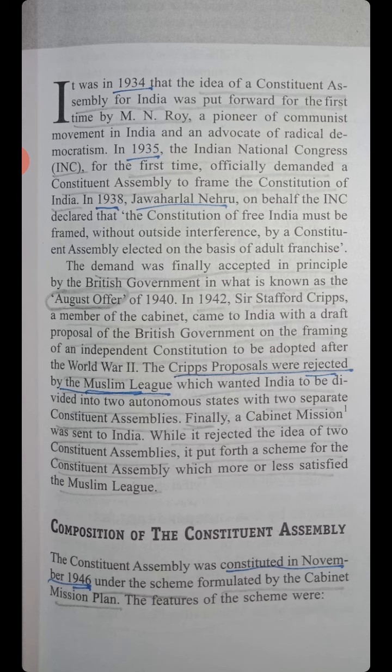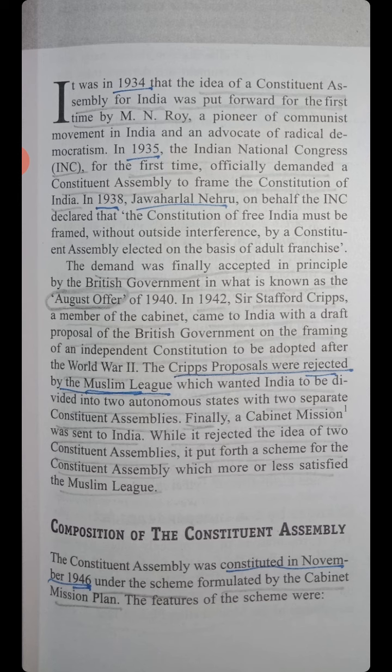The demand was finally accepted in principle by the British government in what is known as the August Offer of 1940. In 1942, Sir Stafford Cripps, a member of the cabinet, came to India with the draft proposal of the British government on the framing of an independent constitution to be adopted after World War II. The Cripps proposal was rejected by the Muslim League, which wanted India to be divided into two autonomous states with two separate constituent assemblies. Finally, the Cabinet Mission was sent to India. While it rejected the idea of two constituent assemblies, it put forth a scheme for the Constituent Assembly which more or less satisfied the Muslim League.